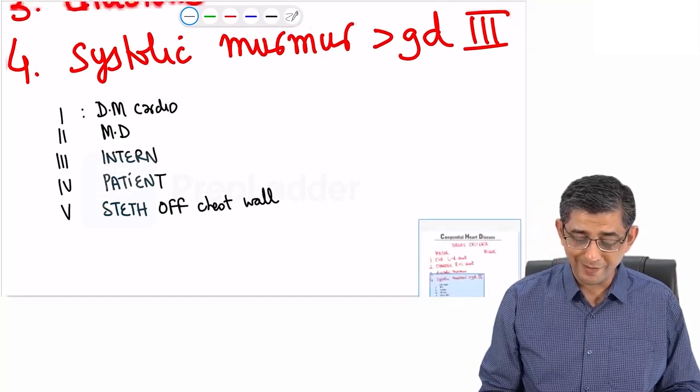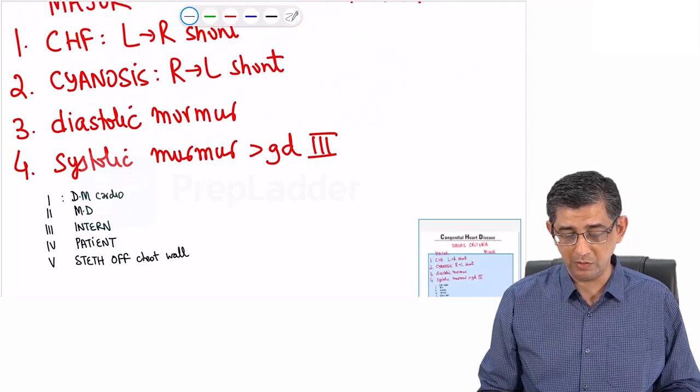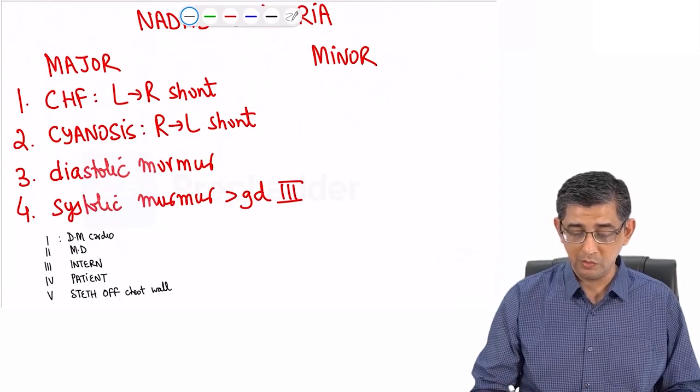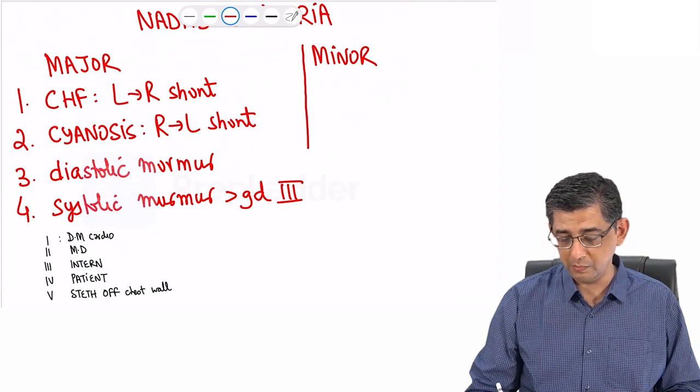Per se, they are not interested in asking you the grading of the murmurs, because obviously in an exam they can't make you hear and tell you, okay, tell me the grade of the murmur. So this is just a theoretical information that can be a part of the MCQ.